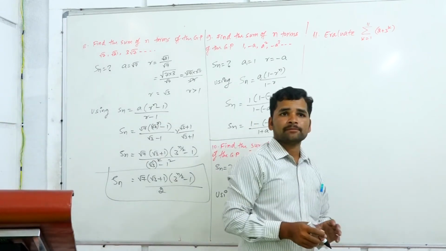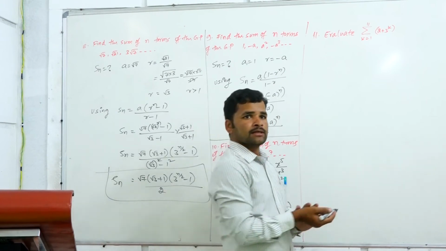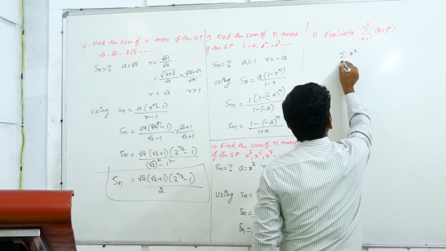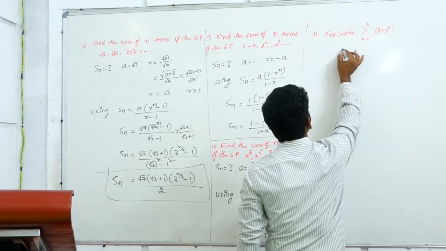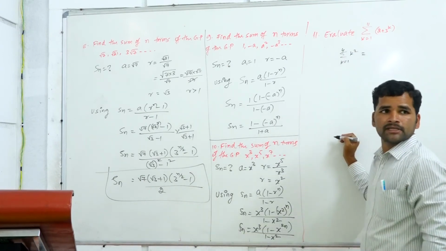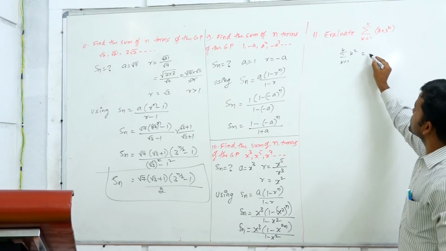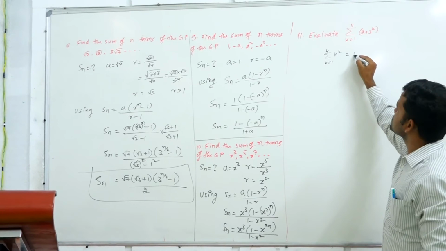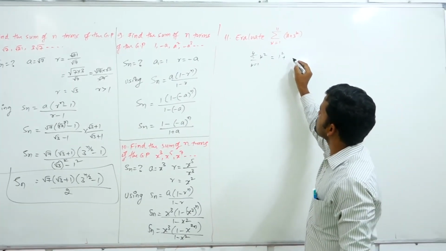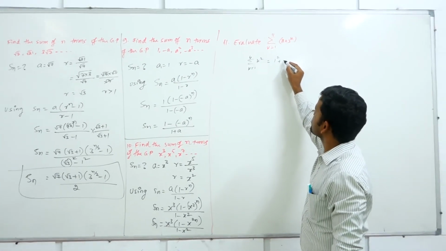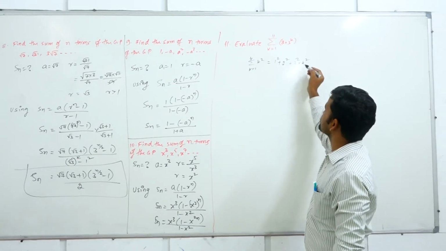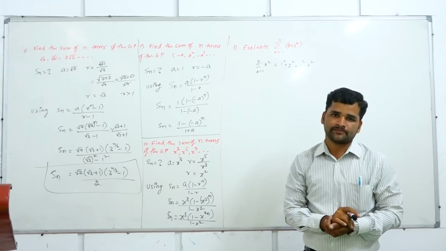What does summation mean? I will tell you first of all. Suppose we have summation of k square where k varies from 1 to 4. What does it mean? It means that k is taking the values from 1 to 4. When k is equal to 1, it is 1 square. Next we have to put the plus here. 2 means 2 square, 3 square up to 4 square. This is the meaning of this summation.